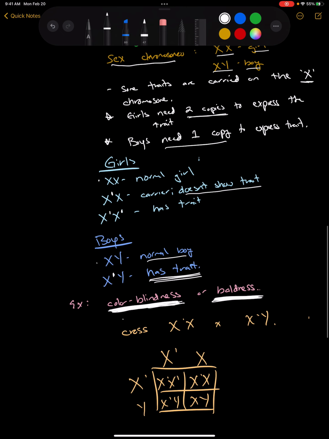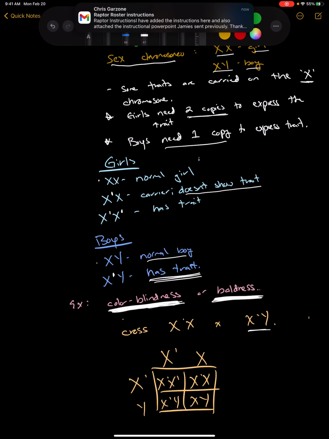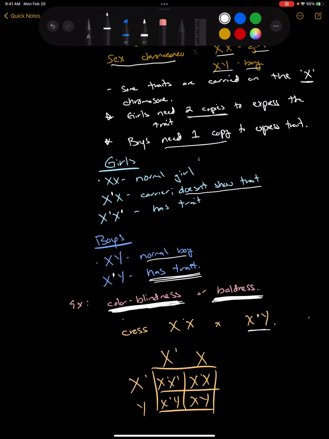So let's pretend we cross a color-blind boy, X prime Y, with a girl who's not colorblind, but she's a carrier because she only has 1 copy of the trait. So here's my girl, X prime X, and then here's my boy, X prime Y. I do the cross. This one would be X prime X prime. This one would be X prime X. This one would be X prime Y. This one would be XY.